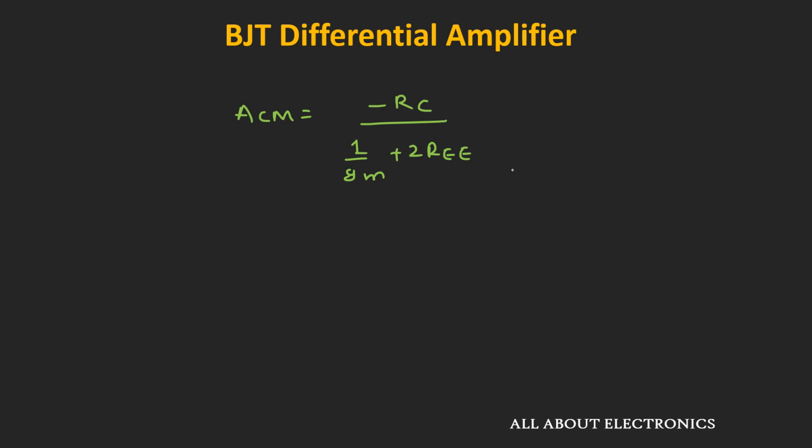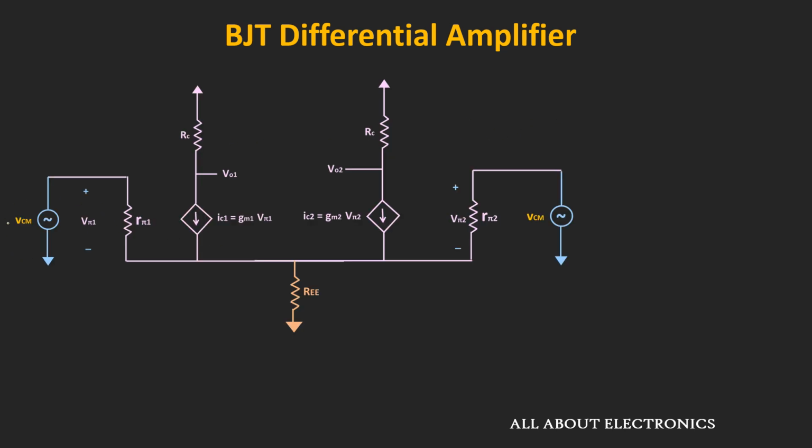Now here, if this emitter resistor is infinite, in that case, this common mode gain is equal to 0. That means even if there is a change in this common mode input signal, there won't be any change in this output voltage. But because of the finite value of this output impedance, we will see some change in the output voltage because of the change in this common mode input signal. And the change in the output voltage VO2 will be similar to VO1. That means VO1 and VO2 will change in the same way.